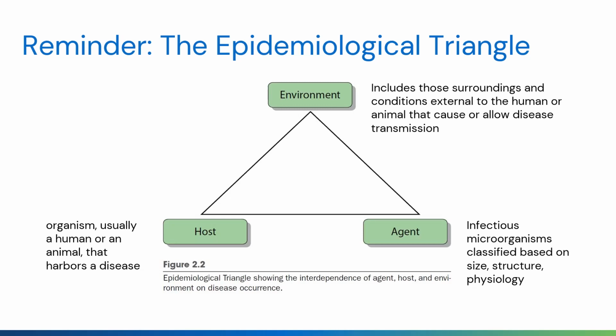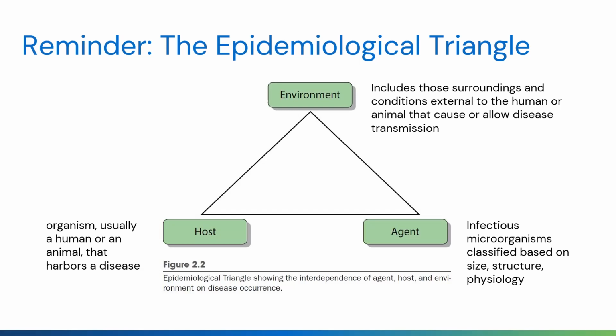There's an infectious disease of some sort, a microorganism, and it's classified based on many things: its size, its structure, its physiology. So, for example, influenza has specific physiology. It is obviously a microorganism that's been characterized as different types like A and B, and so on. Hosts are organisms, usually human, but can be animal, that harbor the disease, that can pick it up. We can pick up influenza and become reservoirs for that disease.